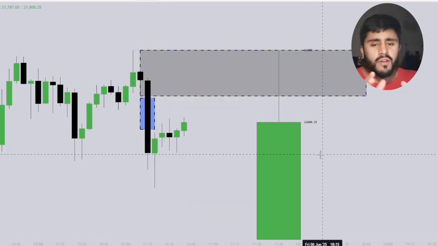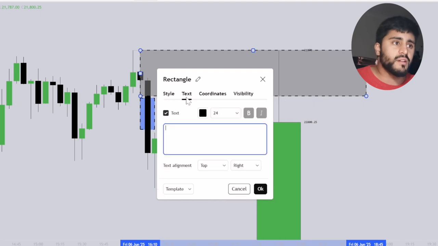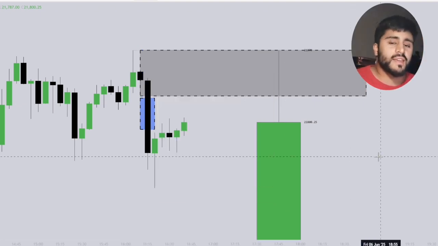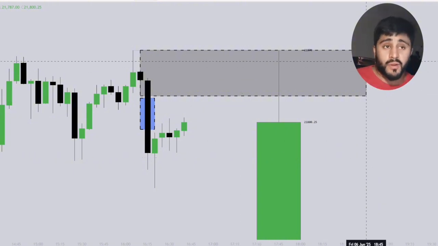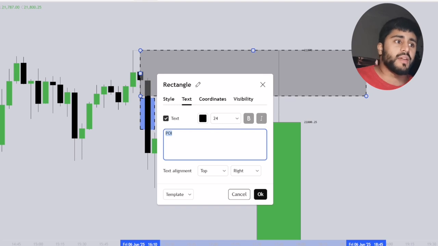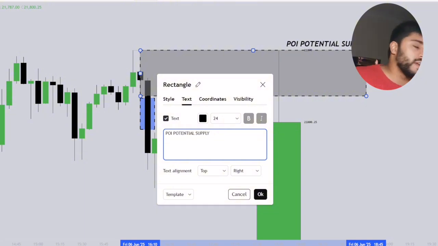Why do I fundamentally put the POI different to the fair value gap? This here, I'm going to label it. This is our point of interest. A point of interest, you can say it's a supply area, or vice versa, a demand area. So this here is a potential supply area. Why do I call it a potential supply area?